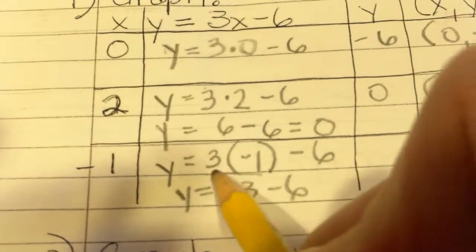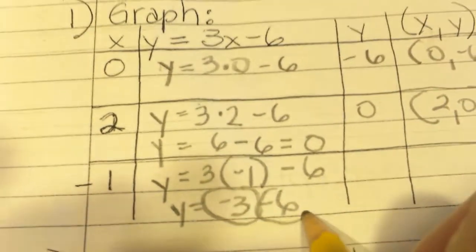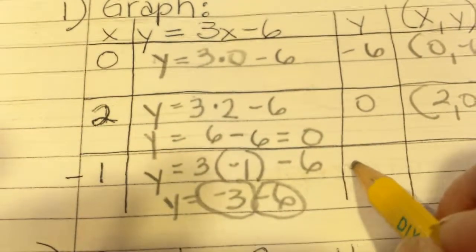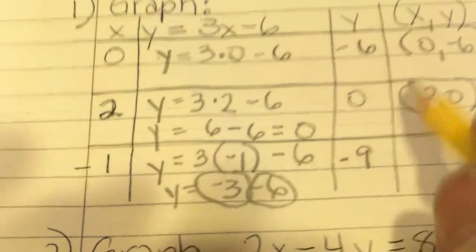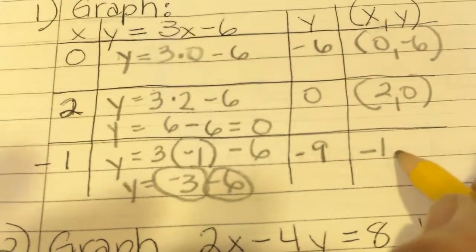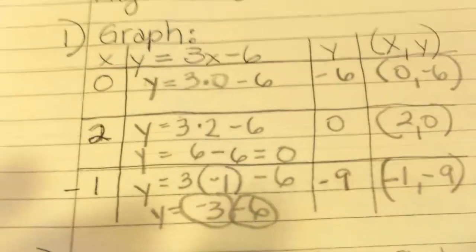Right here, remember you guys, I told you to circle your terms because you have 3 negatives and you have 6 negatives. And these are all negatives. How many negatives do you have? You have 9 negatives. 2 negatives don't make a positive unless you're multiplying and dividing. And here we're just adding them together, combining them. So there's your third point.